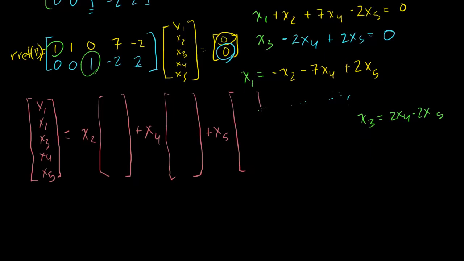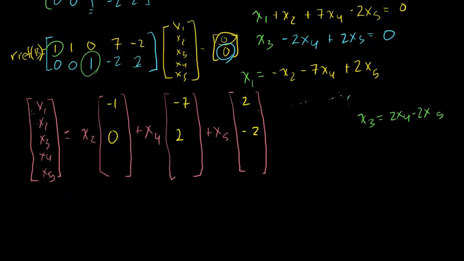x5 times some vector right here. And now what are those vectors? We just have to look at these formulas. x1 is equal to minus 1 times x2, minus 7 times x4, plus 2 times x5. Fair enough. And what is x3 equal to? x3 is equal to 2x4, right? It had nothing to do with x2 right here. So it's equal to 2x4 minus 2x5. And it's 0 times x2, right? Because it had no x2 term right here.